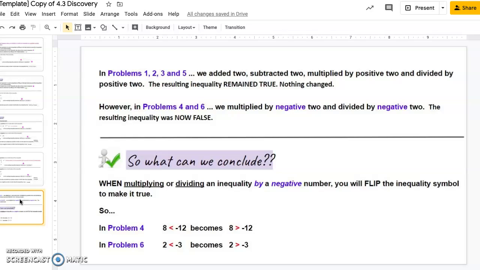When you multiply or divide an inequality by a negative number, you will flip the inequality symbol to make it true. Okay, so problem 4 becomes 8 is greater than -12, and problem 6 becomes 2 is greater than -3. By flipping the symbol, we now have an inequality that is correct. So now you're going to take the notes on multiplying and dividing, solving inequalities with multiplying and dividing, and you will see this again. Okay, I hope that clears things up.